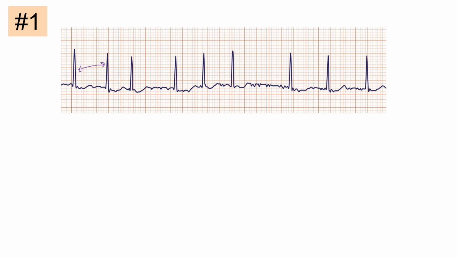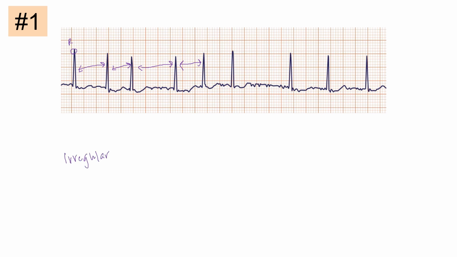These should be equal between each R in order for us to call it a regular rhythm. You can see some are narrow, some are wide. Again, we're just looking with our eyes. If we were unable to determine by looking, we would count these boxes. If it's regular, then they'll have the same number of little boxes in between each R. We're calling this the R, part of our QRS. So we're going to say that this rhythm is irregular.